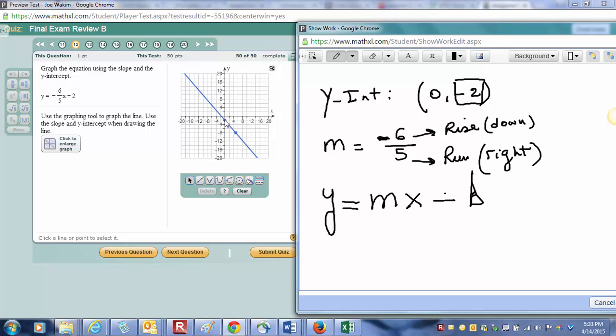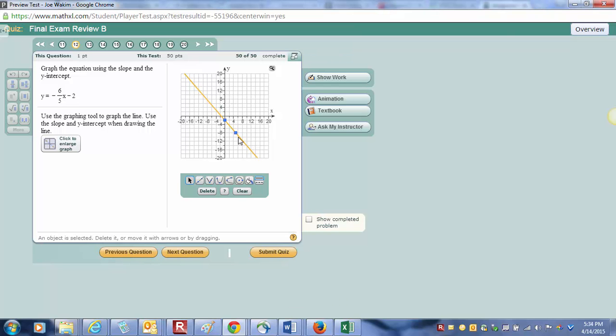I move from this point down 6. So from this negative 2, if you add negative 6, you get negative 8. So I move from negative 2 down 6. That will bring me to negative 8. And right 5, because this is a positive 5. So right 5, then I have the point. I join these 2 points. I end up with a line. So the negative 2 is nothing but the y-coordinate of the y-intercept. And negative 6 over 5: from this point, I go down 6 and then right 5. I can go also up 6, left 5, and it will bring me to the same line.